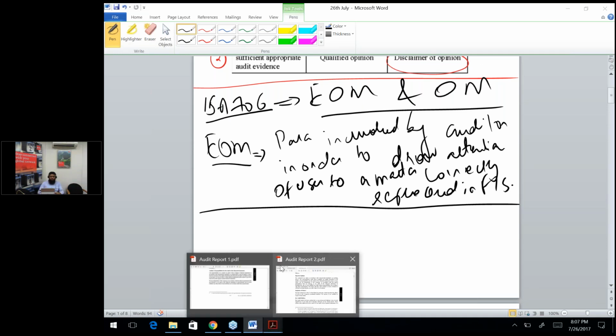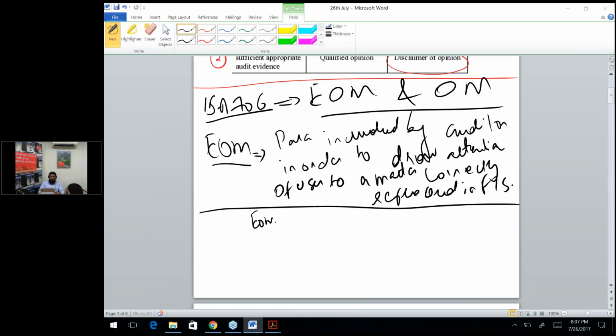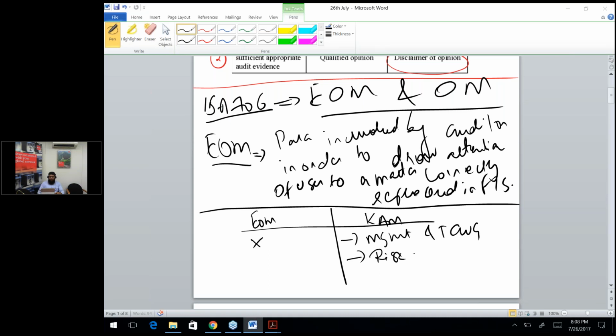Now see, the major differences between EOM and CAM are these. CAM is amongst the matters discussed with management and those charged with governance. If there is a matter which we have not discussed with management and those charged with governance, it cannot be under the CAM section. But there is no such thing for EOM. EOM doesn't need to be discussed with management and those charged with governance. Number two, CAM usually refers to an area of risk in the audit, an area where you and management have argued, where you have had some discussion. But EOM generally refers to where there is no dispute, where there is no argument. So both matters are correctly reflected in financials, but on one matter we had an argument with management and on the other matter we had no argument with the management.